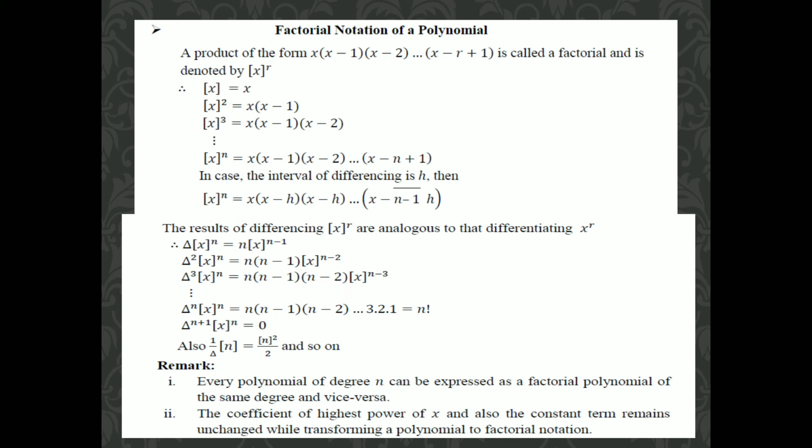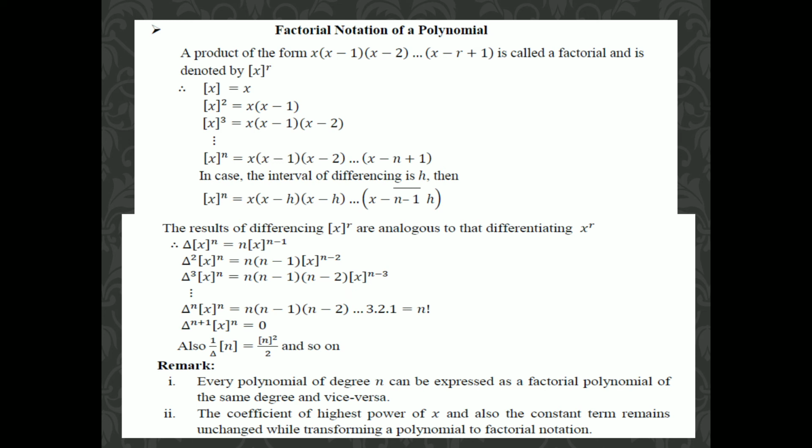Similarly, in square brackets, x raised to 3 or cube is equal to x into x minus 1 into x minus 2. In general, x raised to n is written as x into x minus 1, x minus 2, x minus 3, and so on up to x minus n plus 1, since x minus (n minus 1) becomes x minus n plus 1.